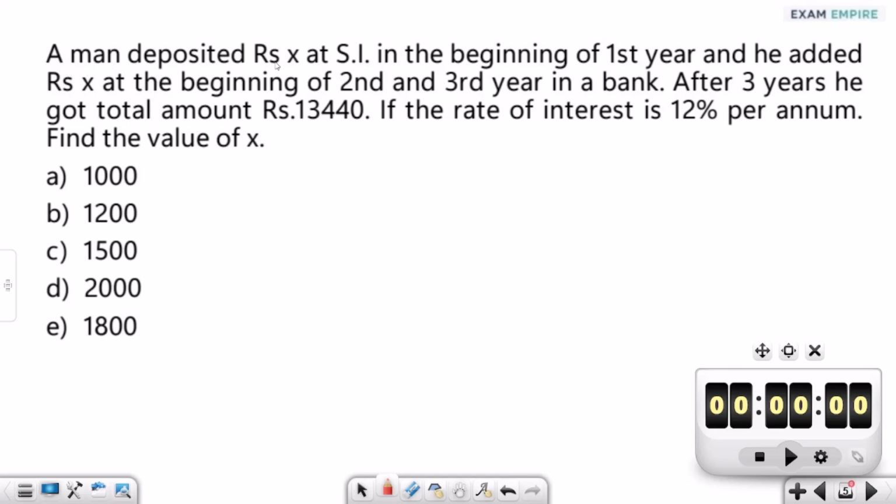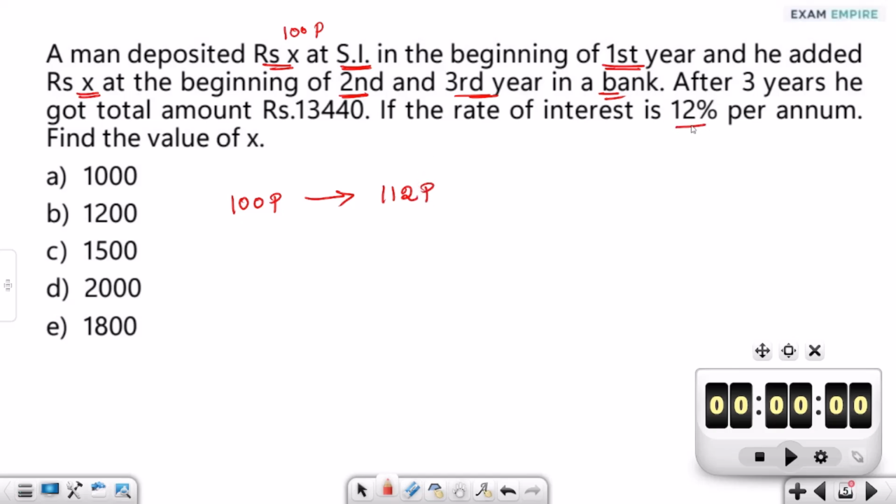A man deposited rupees X at simple interest in the beginning of the first year. Okay. And he added rupees X at the beginning of the second year and third year in a bank. So after 3 years, he gets a total amount of rupees 13440. If the rate of interest is 12% per annum, find the value of X. Okay, so initially we'll consider the man's deposit is 100 per. So for the first year, you would have received 112.